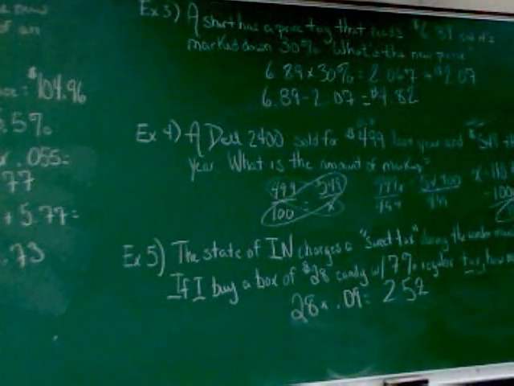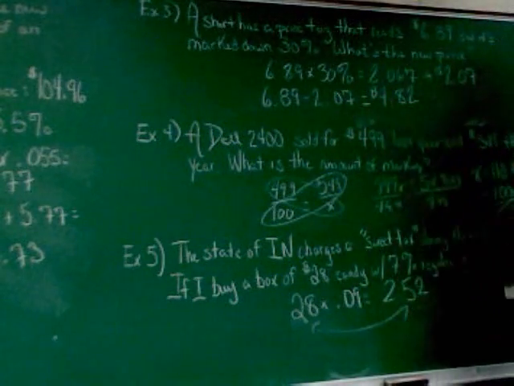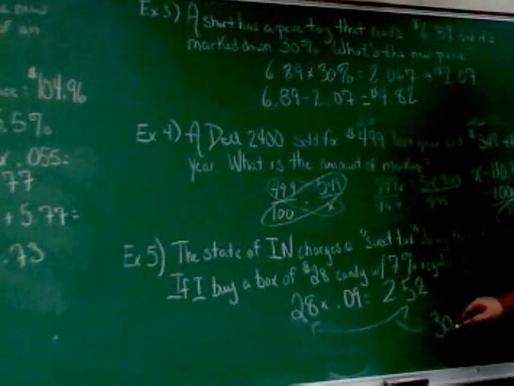So now I've got to add the original amount and the extra amount, the tax, together. I've got to add the 28 and the 2.52 together, and I do that, and I get 30.52.